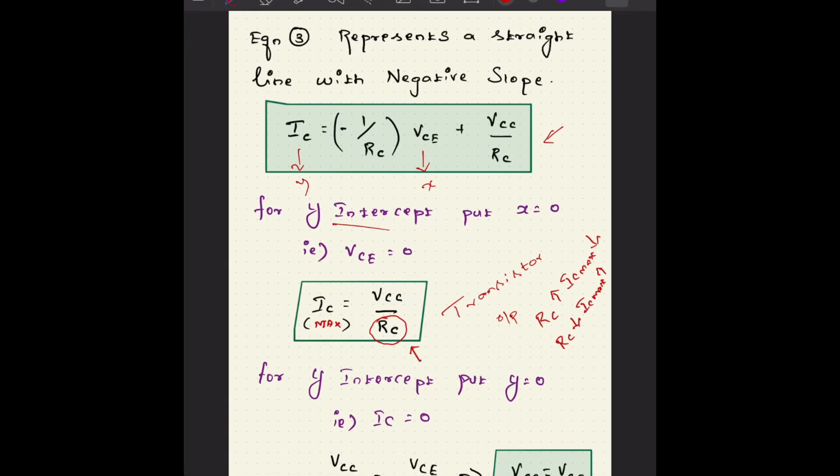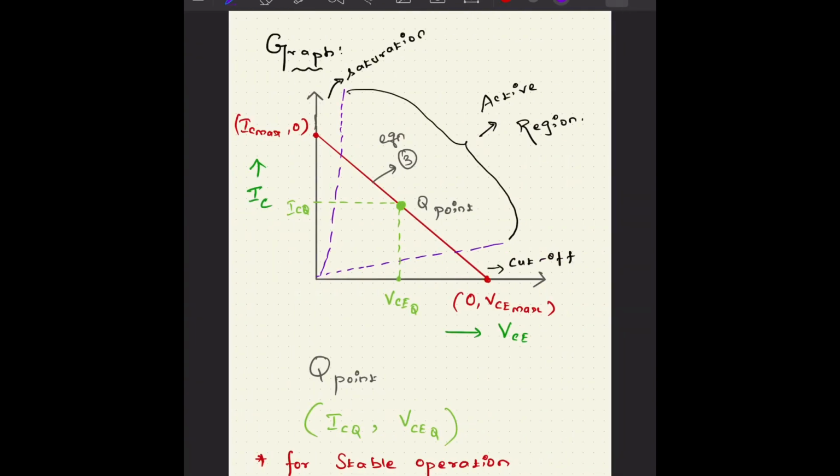Next, if you want to calculate the x-intercept, sorry, we have written the y-intercept. To calculate the x-intercept, we put y equal to 0, that is IC is equal to 0. So VCE becomes VCC, that is the maximum voltage. This is very important, alright. Next we are going to plot the straight line on a graph. Now we have calculated the y-intercept and x-intercept, and we plot them as points and join them in a straight line. The red line denotes the DC load line, right?